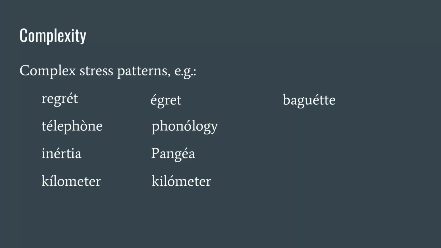Let me show you how, especially for you as learners, it seems really inconsistent, right? Because you've got regret, stress on the last syllable, right? But egret, a bird. They're not consistent. But then baguette. You buy a baguette at a bakery. This seems inconsistent. Telephone. The phone has secondary stress, but phonology.